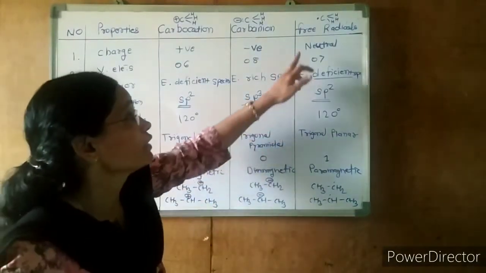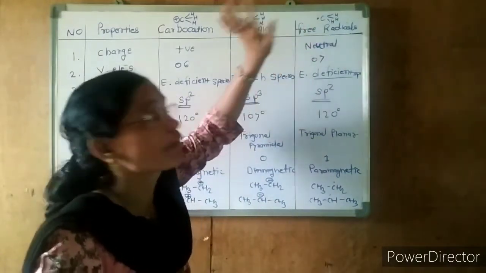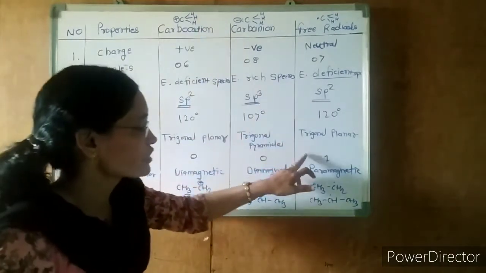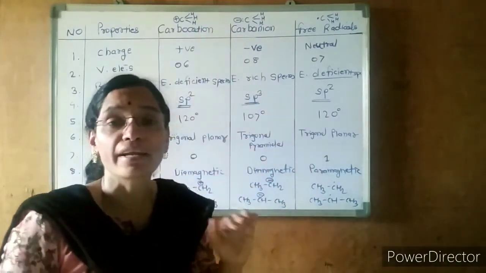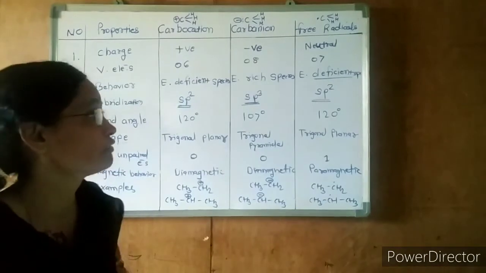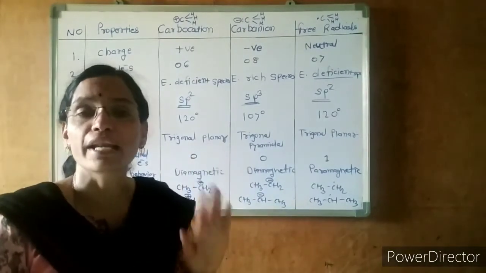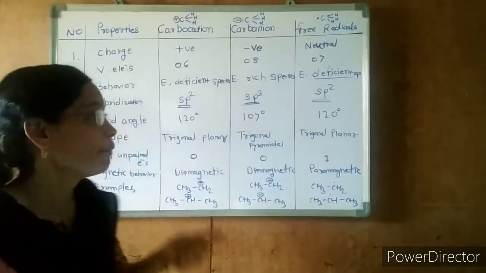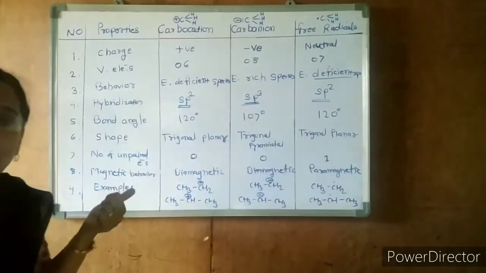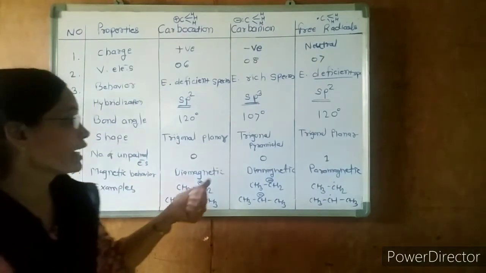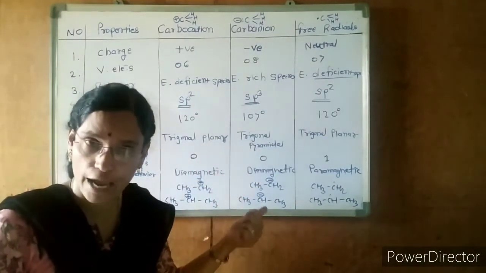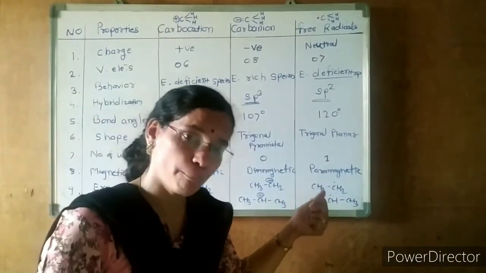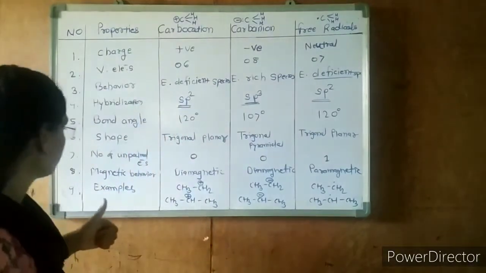Alright. So in the free radicals, there is one unpaired electron on the carbon, and that's why the species is paramagnetic in nature. The magnetic behavior of the free radical is paramagnetic. The magnetic behavior of the carbocation is diamagnetic. The magnetic behavior of the carbanion is diamagnetic, but the magnetic behavior of the free radical is paramagnetic, right?